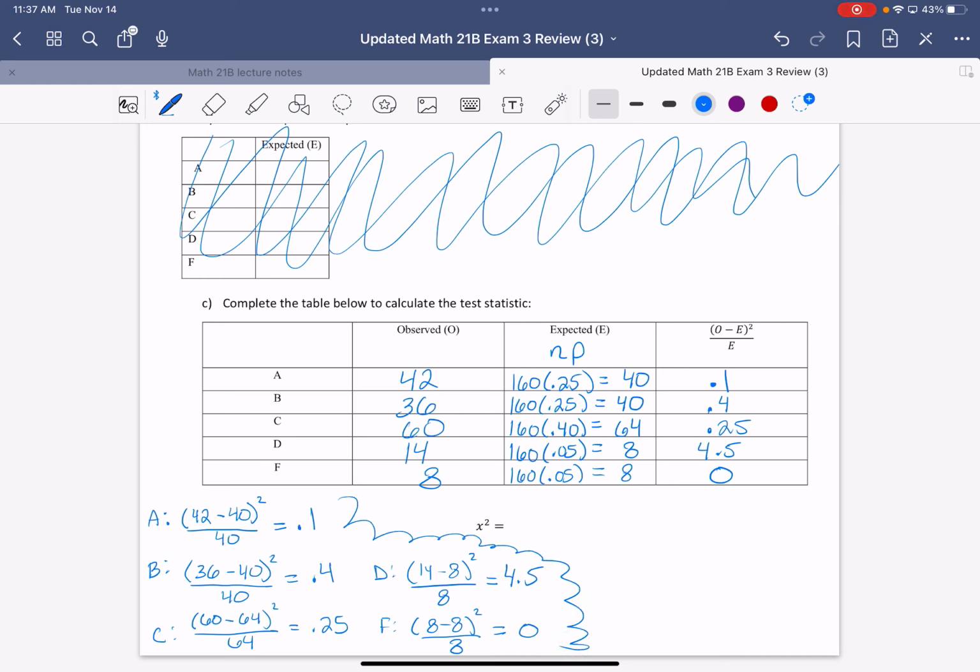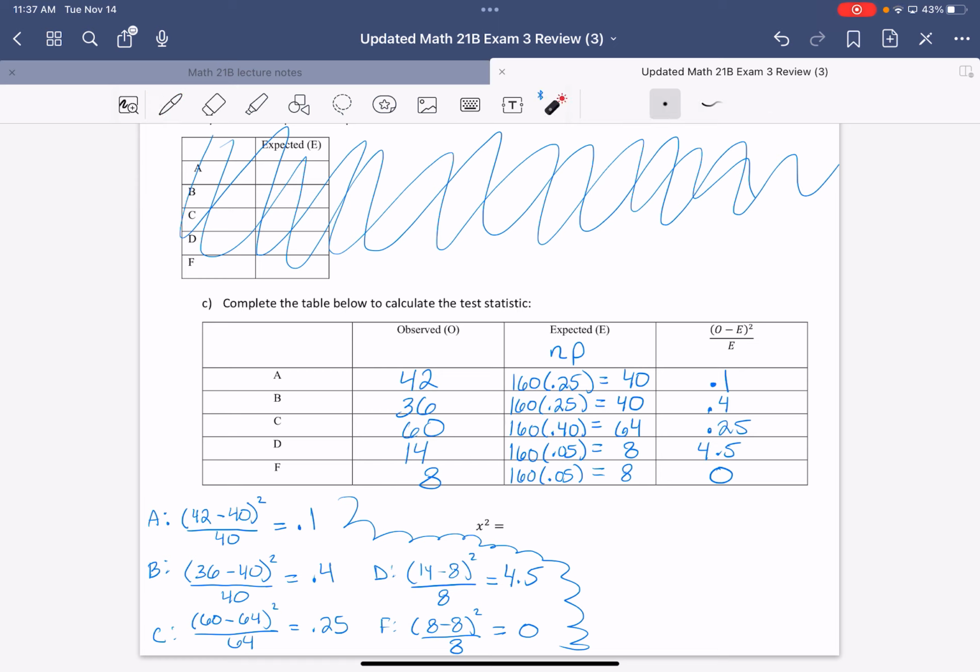Any questions on filling in the table? So remember D, it'll be 14 minus 8, quantity squared, all over 8. Okay, I see that. Thank you.